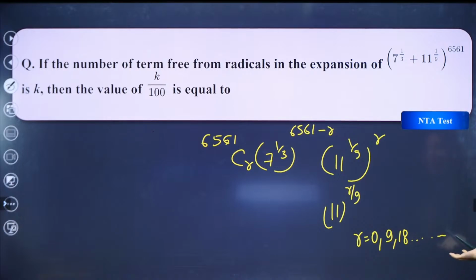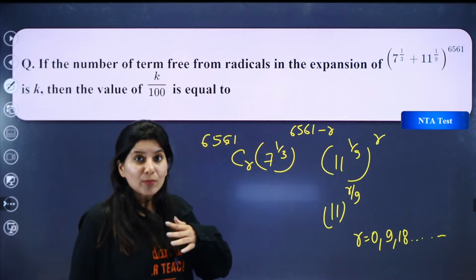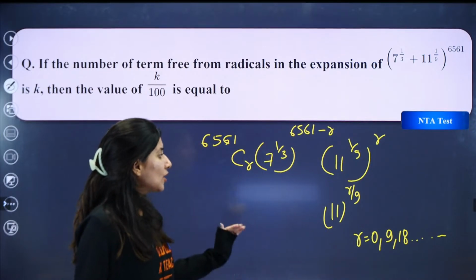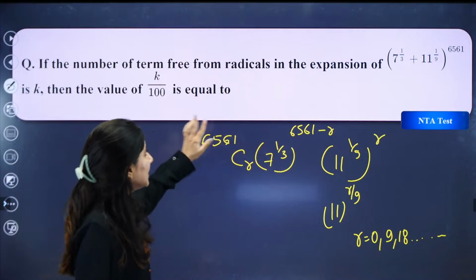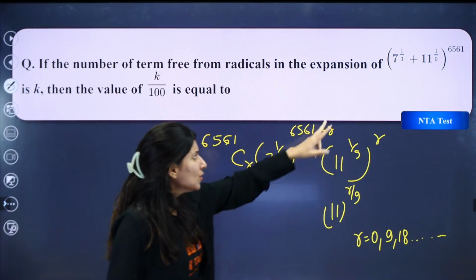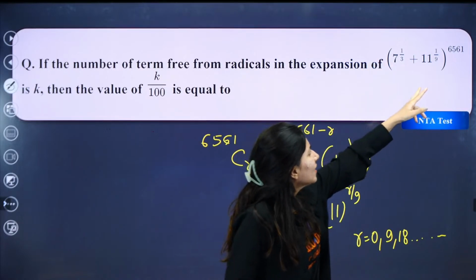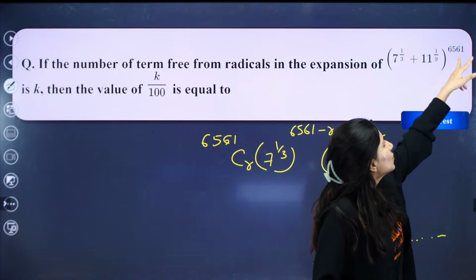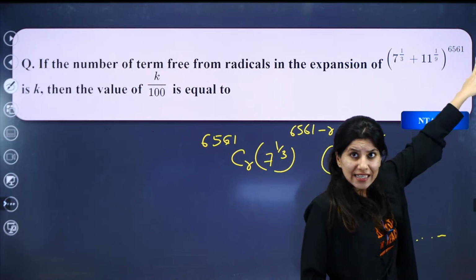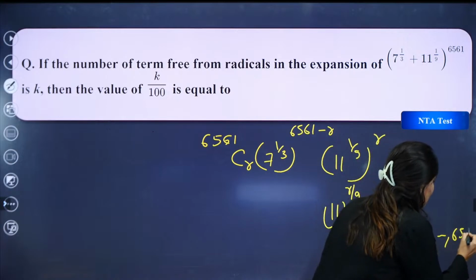Now the last value of R is restricted. It cannot go up to infinity, right? Because R can be maximum 6561, not more than that. So is 6561 a multiple of 9? Let me just check. 6 plus 6 is 12, 12 plus 6 is 18. 18 is a multiple of 9. Yes. So that means 6561 will be the last term.